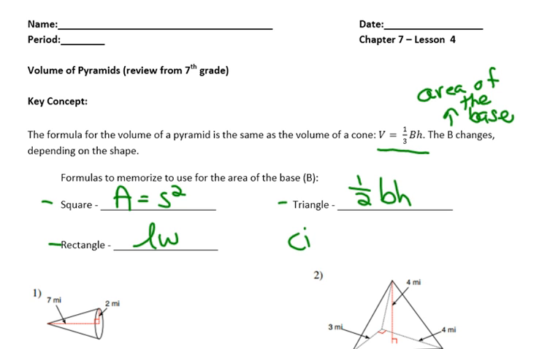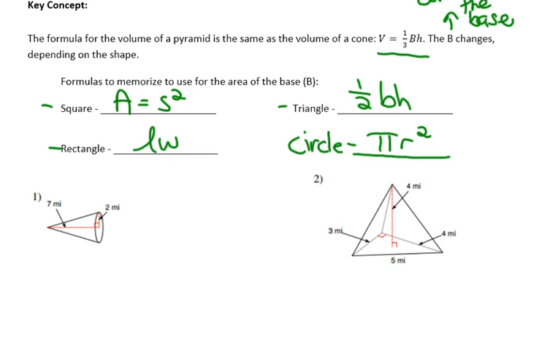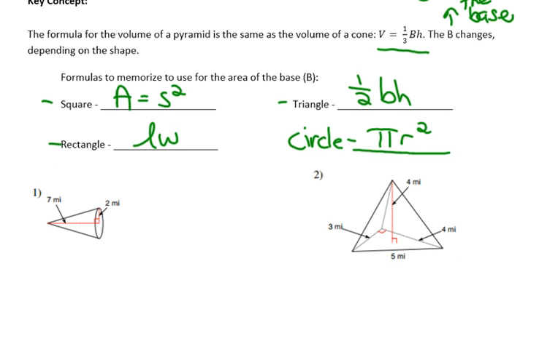I'm going to add circle in here, and I'm going to ask you to do that as well, because a circle is pi r squared. So you take and substitute into your big BH formula one of those 4 depending on what the shape is.